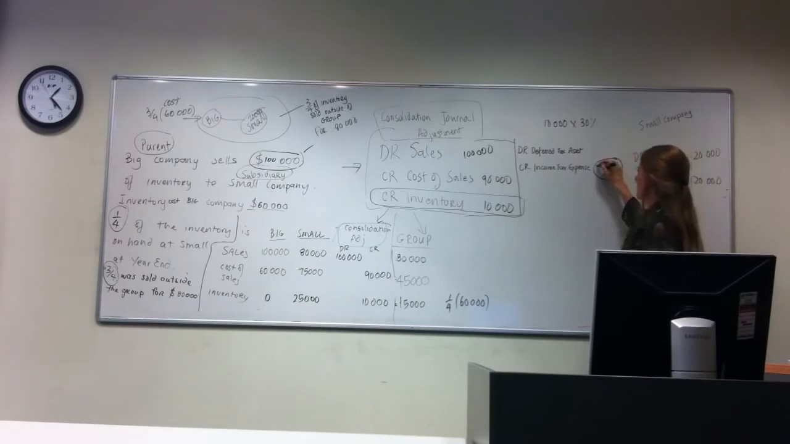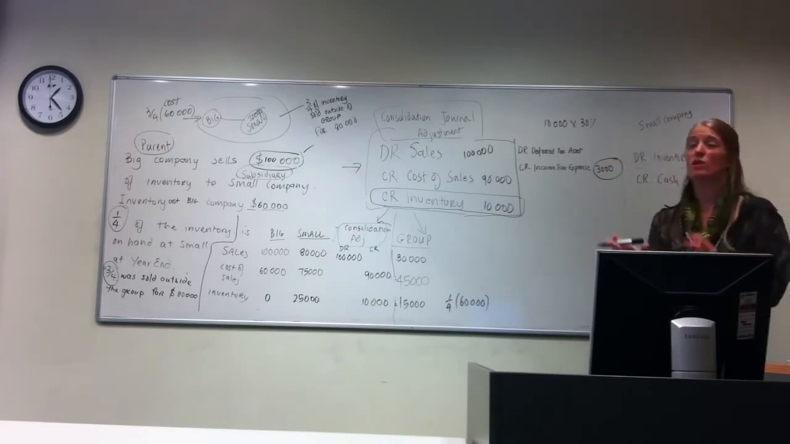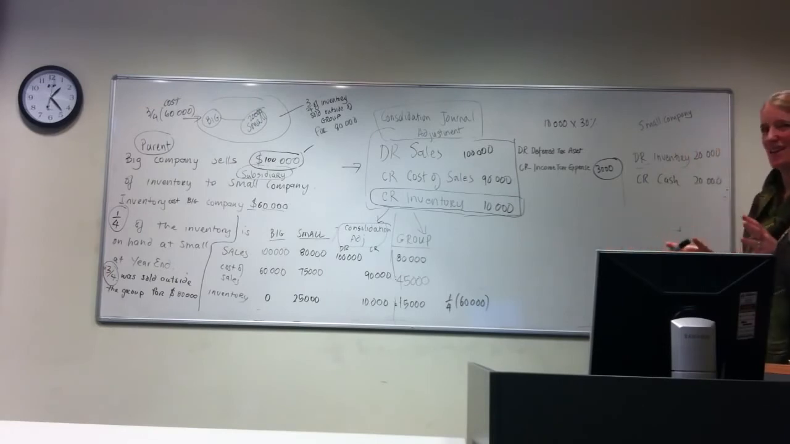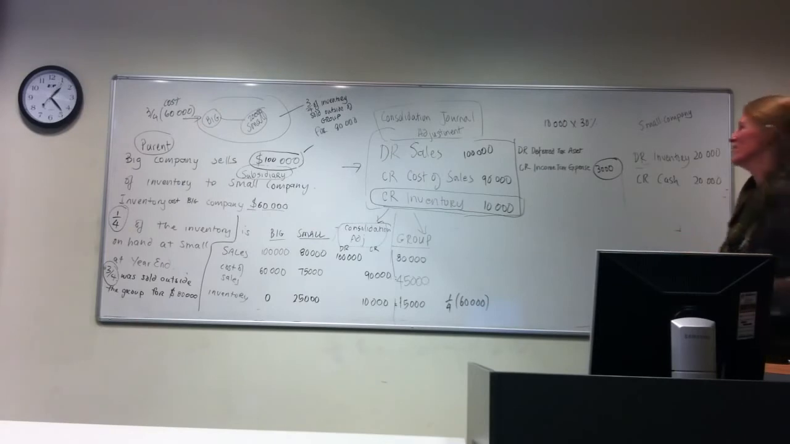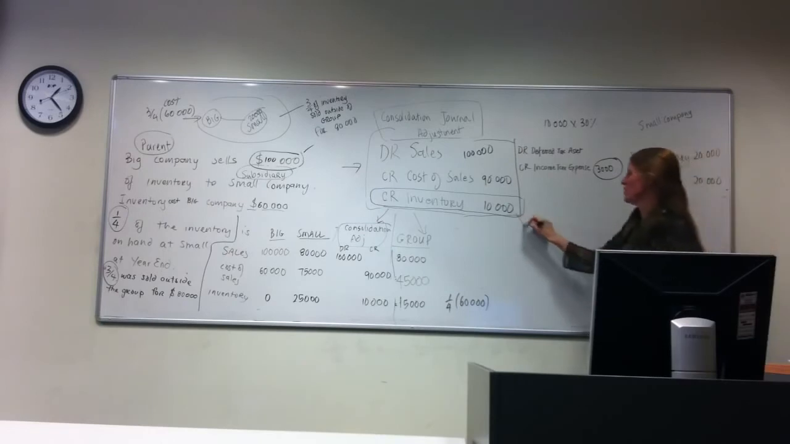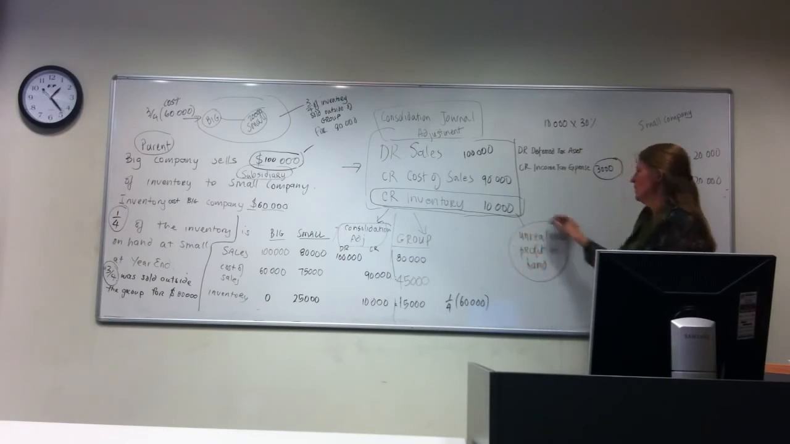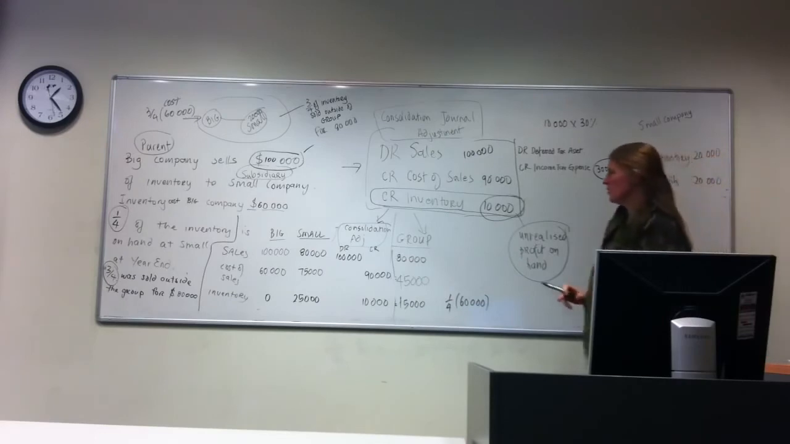So basically what we're doing here is that we're saying, from the group's perspective, we're not recognizing that 10,000 profit. We're decreasing the profits by 10,000. We're obviously decreasing inventory by 10,000. This here is regarded as being an unrealized profit on hand. Okay, so basically we're saying this here is an unrealized profit.